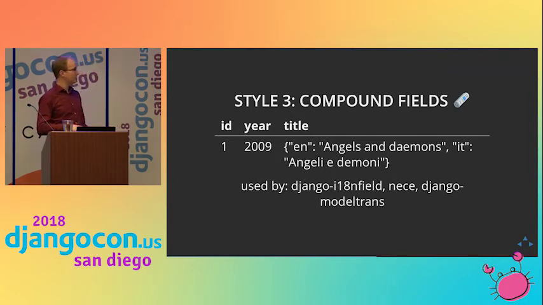Nece and modeltrans only work in Postgres. I18N field drops the indexing and filtering possibilities in there, but works on all databases. I'll be working at this sprint on something that uses the Postgres data type when you are in Postgres and gracefully falls back to a text field on all other databases.